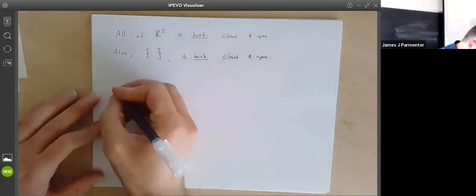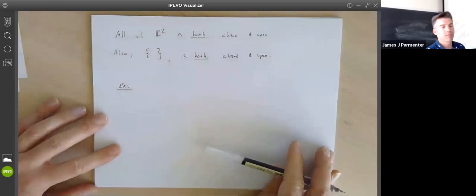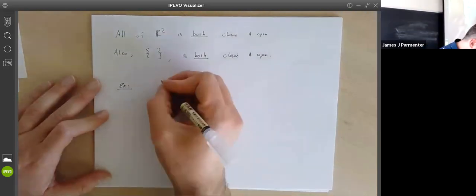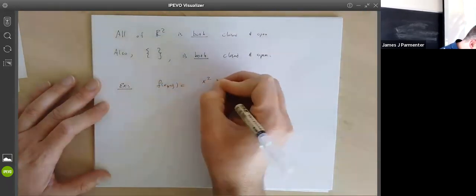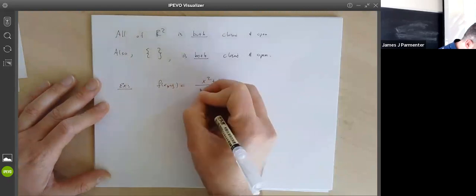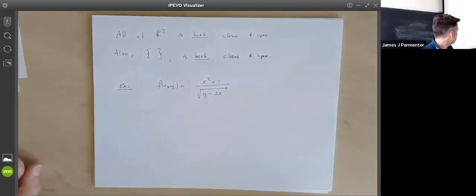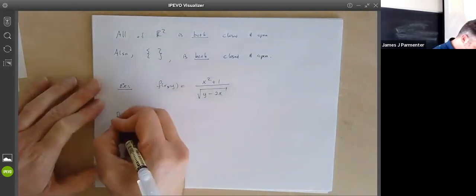One more example, just because someone did ask about it. Let's say we had f(x, y) equal to x squared plus 1 over the square root of y minus 2x. That's a good one. I like this. So, domain.